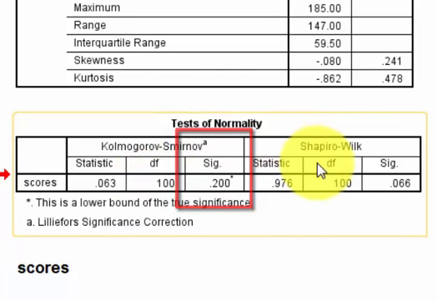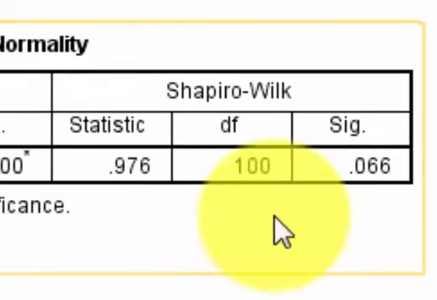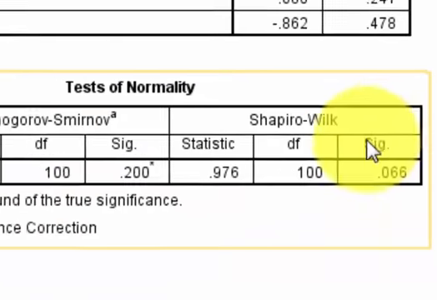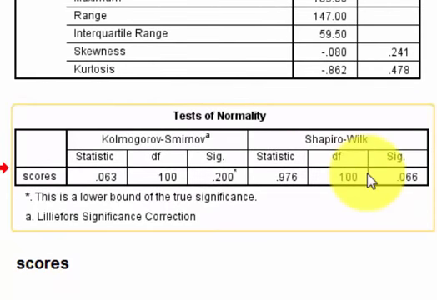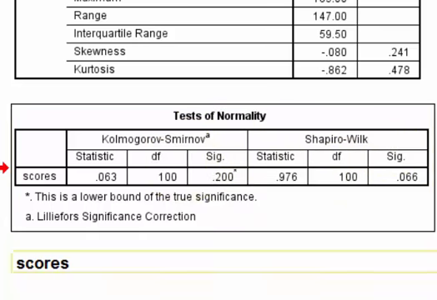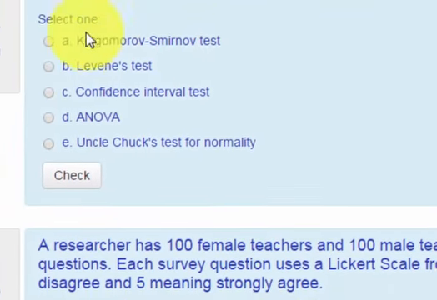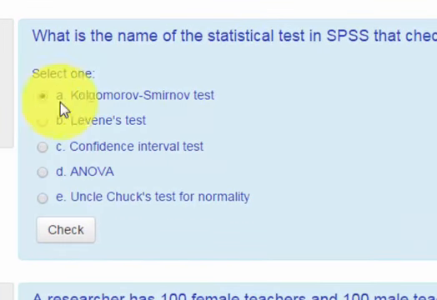There is another test. It's called the Shapiro-Wilk test. You'll notice that that number is a lot smaller for the sig value. It's a lot more restrictive. That's why we tend to use the Kolmogorov-Smirnov test, commonly called the Smirnov test. So this would be your answer.